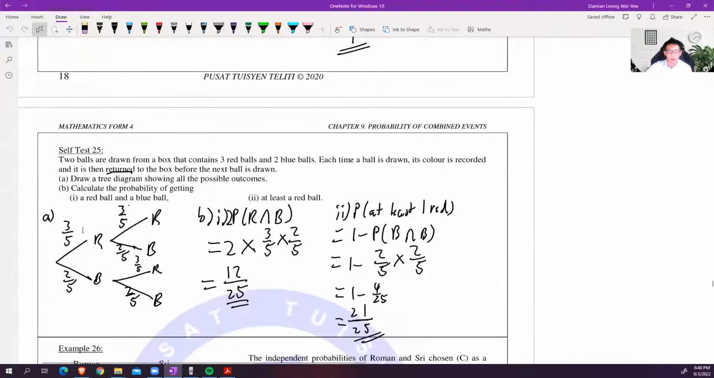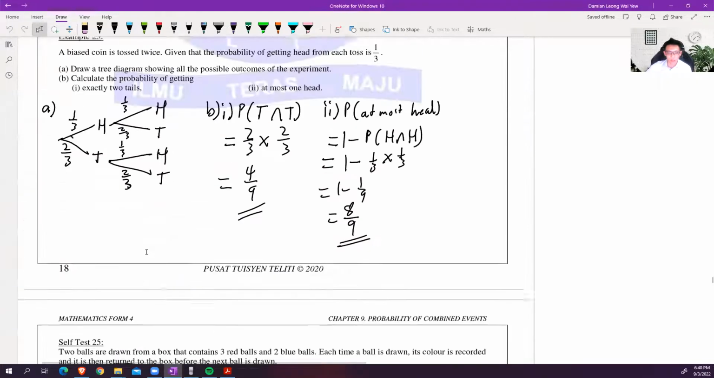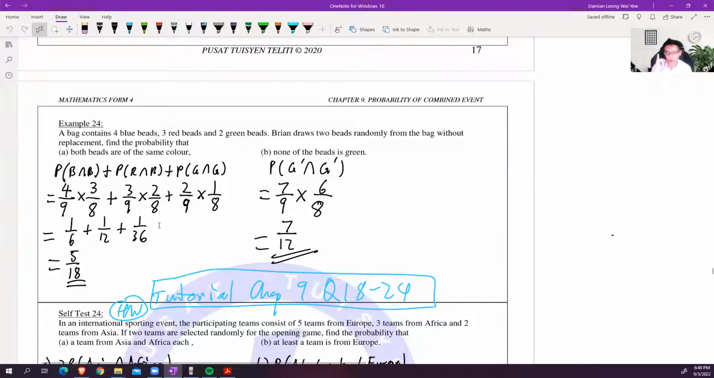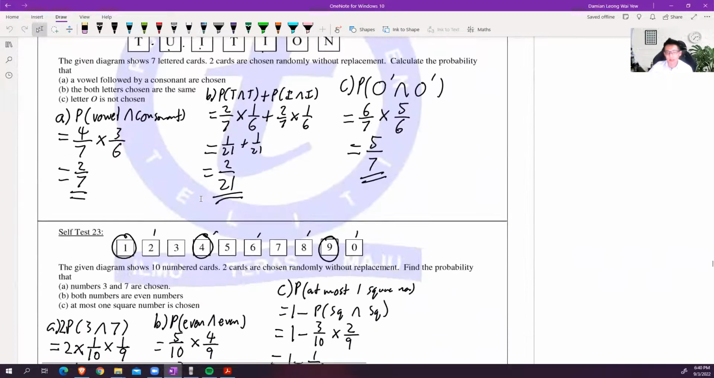And of course you need to know how to draw the tree diagram as well, probability tree diagram. And then there's your mutually exclusive and non-mutually exclusive events. Mutually exclusive, there are no common outcomes at all. Means outcomes do not intersect, no intersection. And non-mutually exclusive means they have common outcomes.